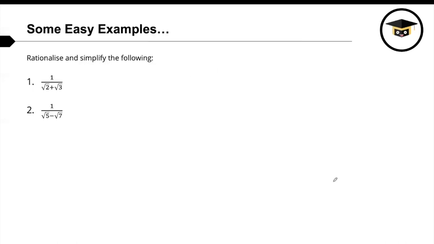So here are a few easy examples. Pause the video and have a go, and then unpause so that we can go through the solutions.